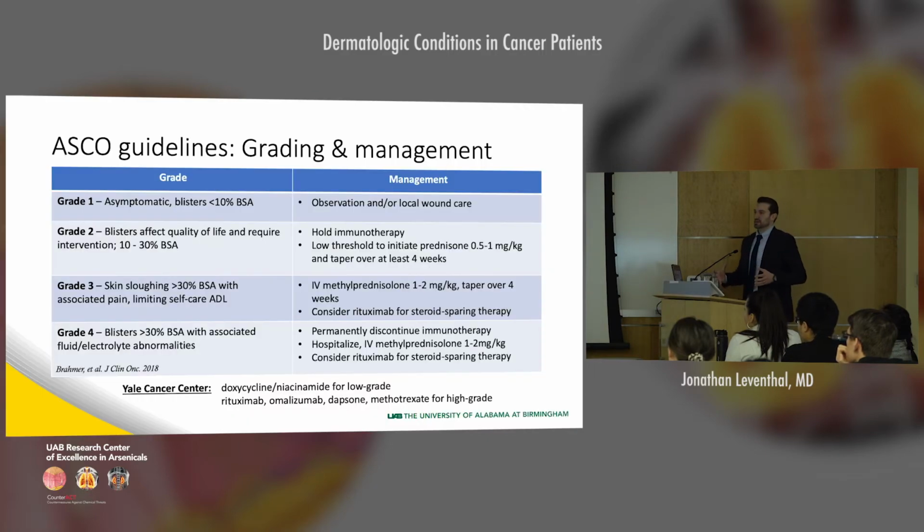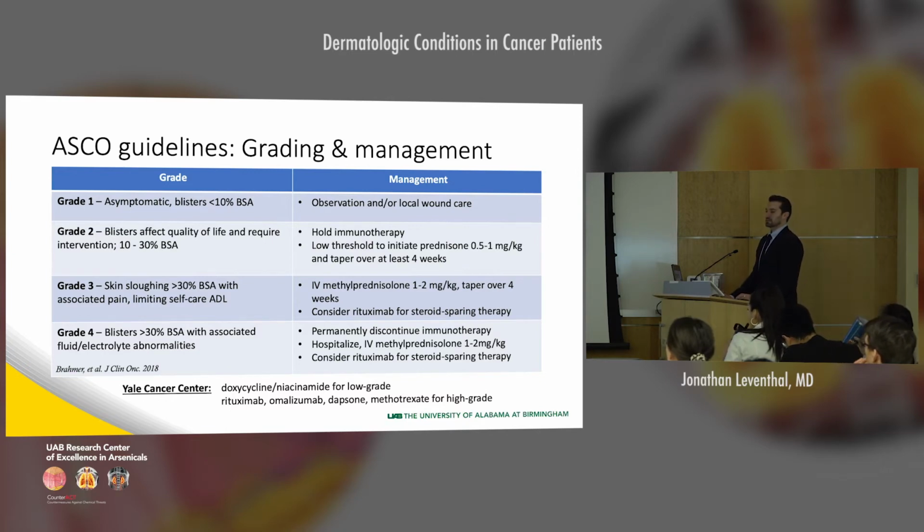And so how do we think about grading and managing these immune-related adverse events? So according to ASCO, a lot of this is based on body surface area and how these drugs impact quality of life. And so for mild rashes that are asymptomatic, often observation is fine. For these cases, in my experience, this is where I'll often try doxycycline, niacinamide, and high-potency topical steroids. Most patients, unfortunately, will present with grade 2 or grade 3 disease. This tends to be very pruritic. The blisters can impact quality of life. And so most will need prednisone.